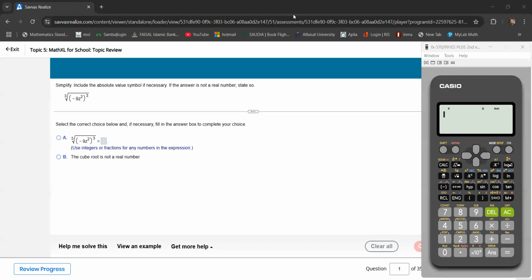In this problem, we need to find the cubic root of negative 9z to the power of 2, all to the power of 3. And we know that cubic root and power 3 are inverse operations. So the cubic root will cancel power 3. So the answer should be negative 9z to the power of 2.